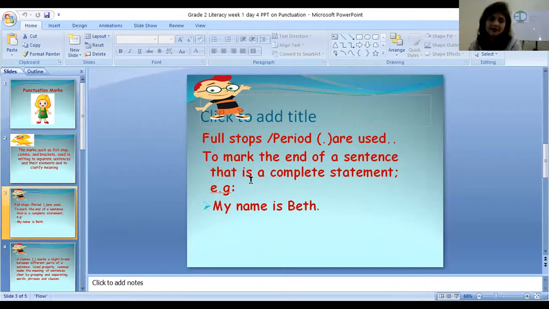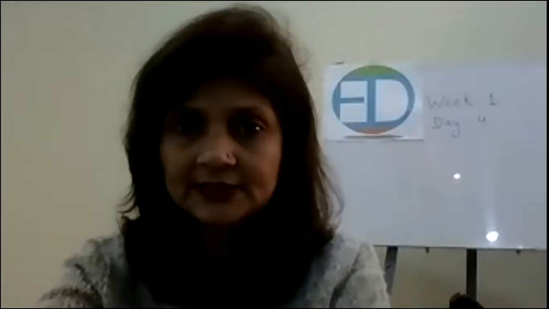In American English, you use period for that. We always use a full stop at the end of a sentence that is a complete statement. Like suppose, for example, my name is Beth, right? In the same way, we use comma, we use brackets, but right now we are going to talk about only full stop and capital letters.